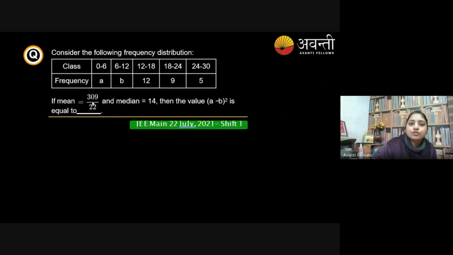So for this question, the mean is given to you, the median is given to you. Remember, it's a very important question from your class 10th, missing frequency. So you just need to calculate A and B. It was a question in JEE 2021, a recent question. So you just need to find (A minus B) whole square. It was an integer type question.